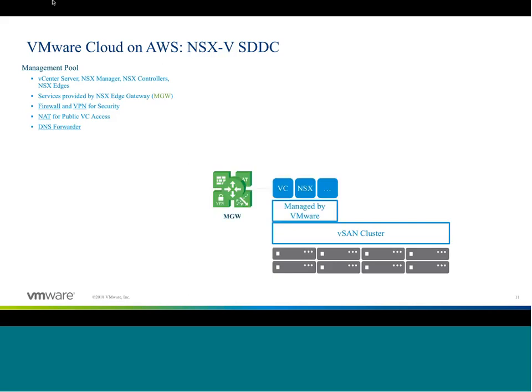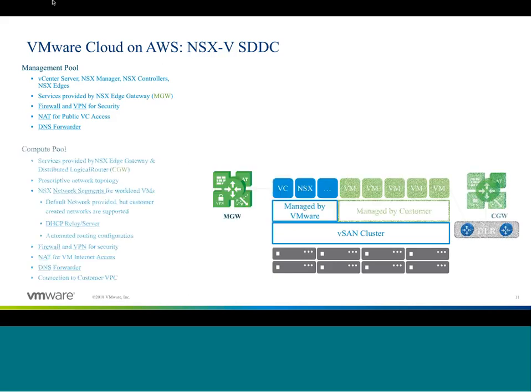And here we basically had a management pool and a compute pool. The management pool consists of vCenter, NSX Manager, NSX Control, NSX Edges, basically everything VMware manages, right? And services provided here are provided by the MGW. There are things like firewall and VPN, NAT for public vCenter access, and also DNS capability.